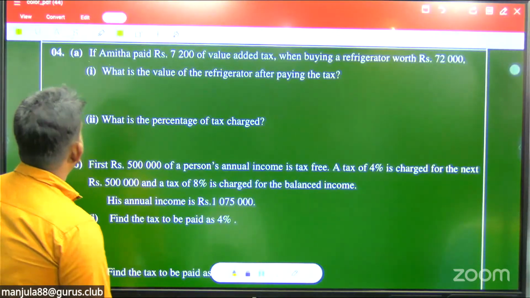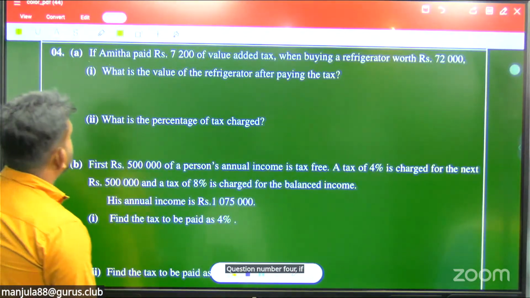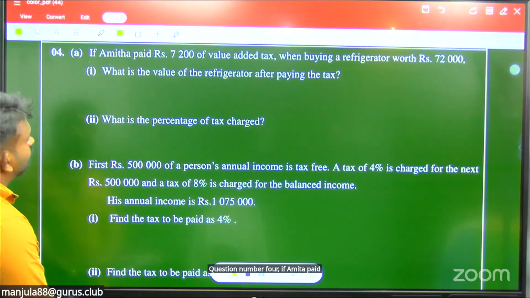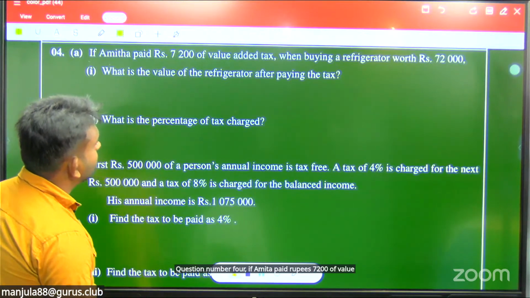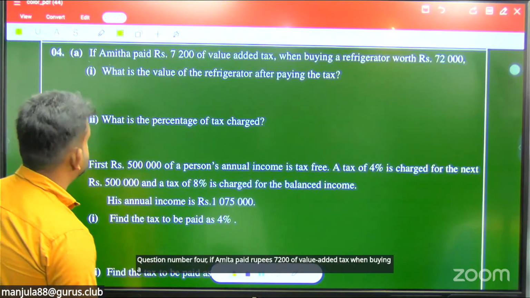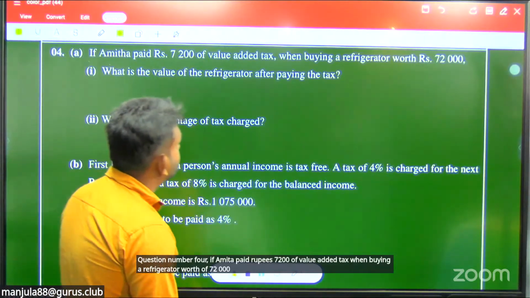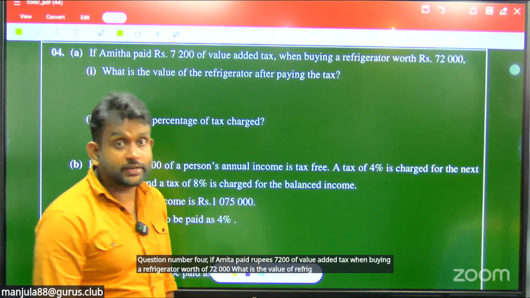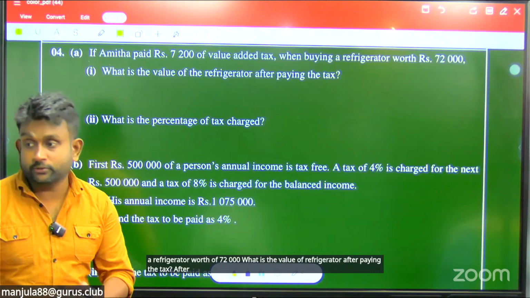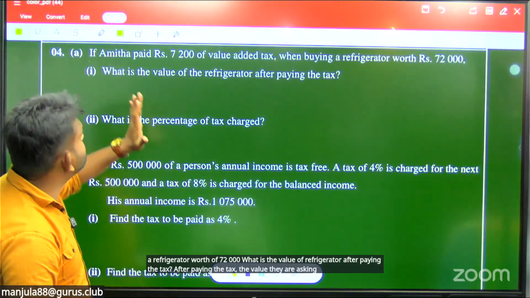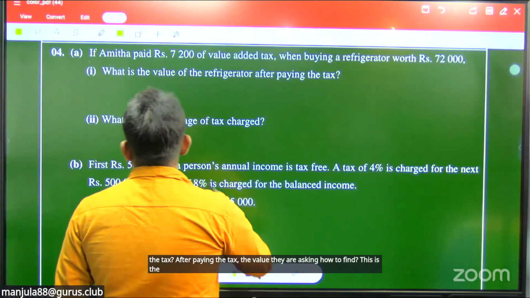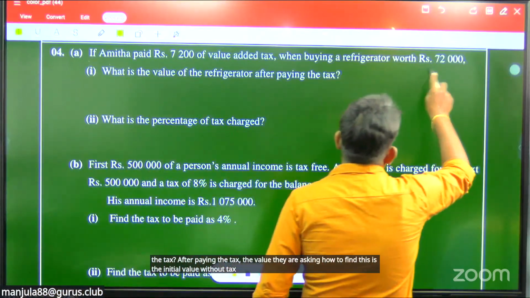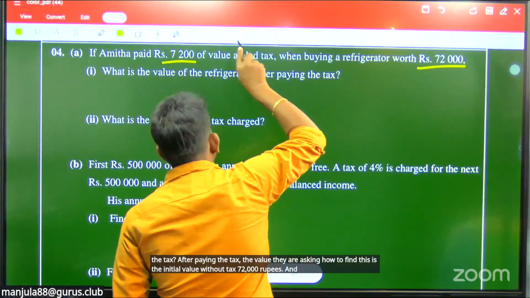Question number 4. If Amita paid rupees 7,200 of value-added tax when buying a refrigerator worth 72,000, what is the value of the refrigerator after paying the tax? After paying the tax, the value they are asking. How to find? This is the initial value without tax, 72,000 rupees, and this is the tax they added.